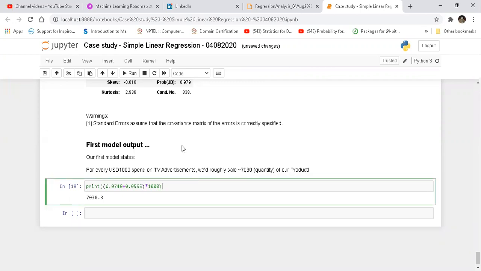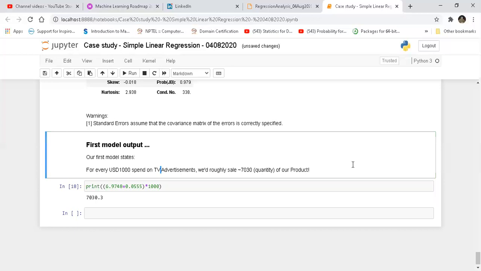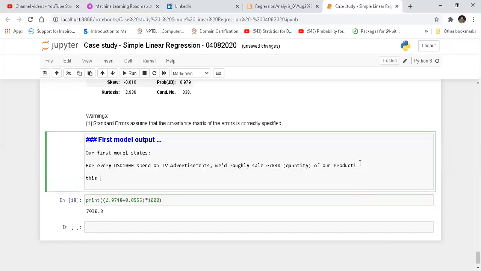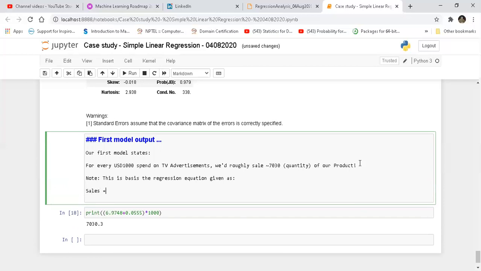Now, why this equation is really useful is because I can even write the equation. Note, this is basis the regression equation given as sales. Sales is equal to 6.9748 plus 0.0555 multiplied by TV.